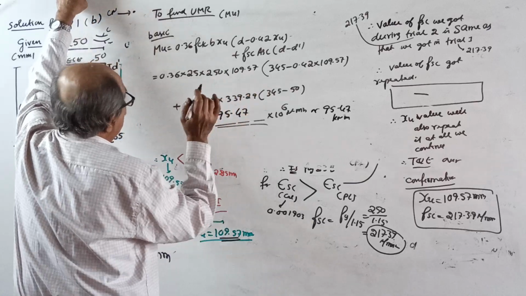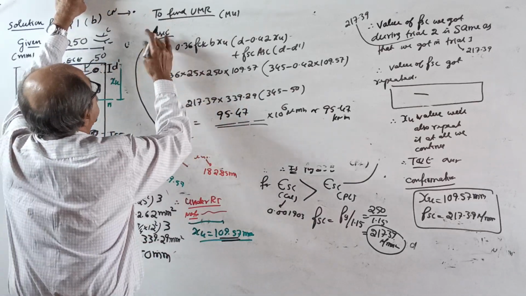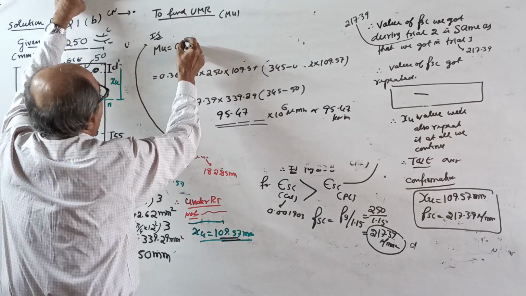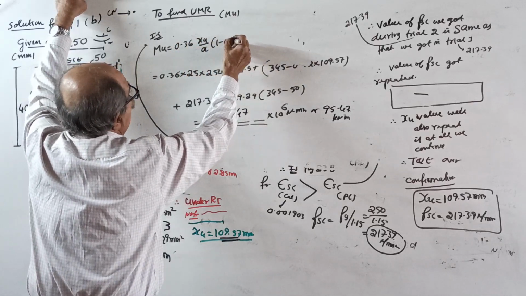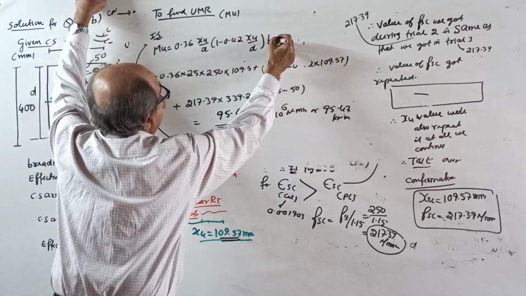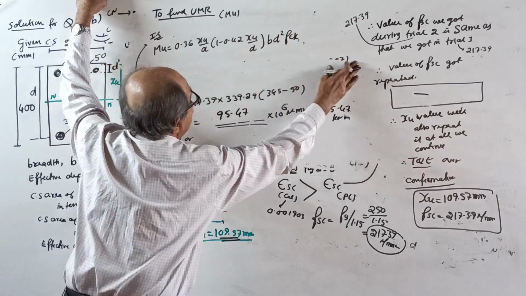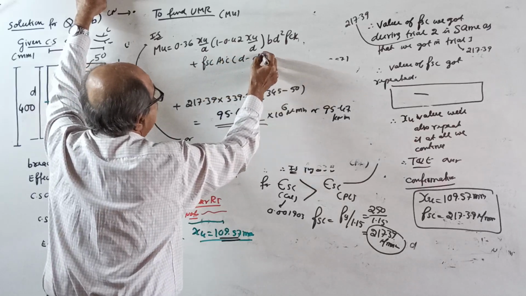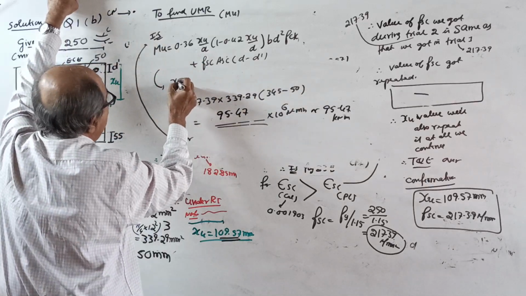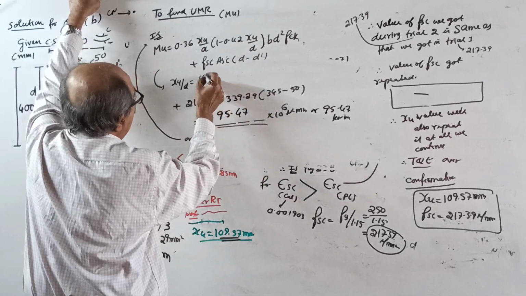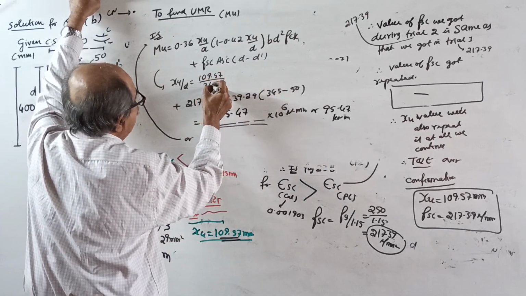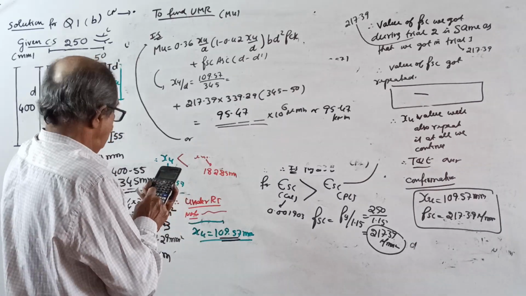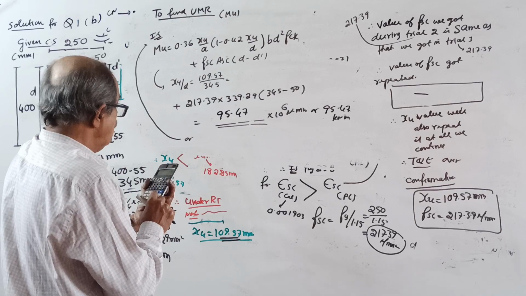Okay. Now, make a note. Those who want to use the IS code version, their equation is 0.36 into XU by D into bracket 1 minus 0.42 XU by D into B D square into FCK, plus the second term is same: plus FSC into ASC into D minus D dash. Those people, before substituting, find XU by D, with actual XU, 109.57 divided by 345. But to get the same answer, you have to go for a little higher accuracy. How much accuracy? 109.57 divided by 345 is 0.3176.